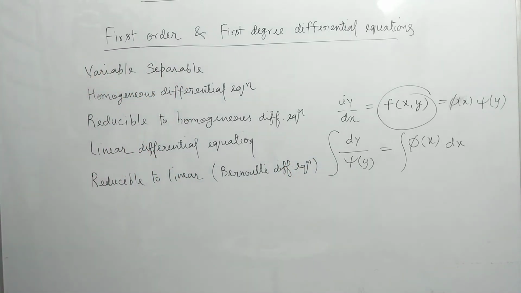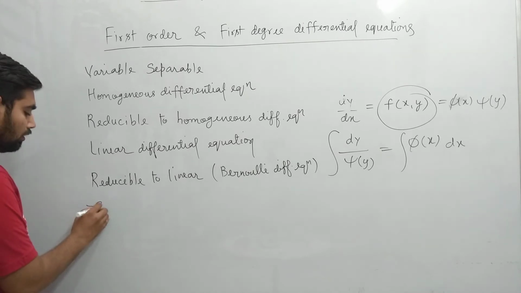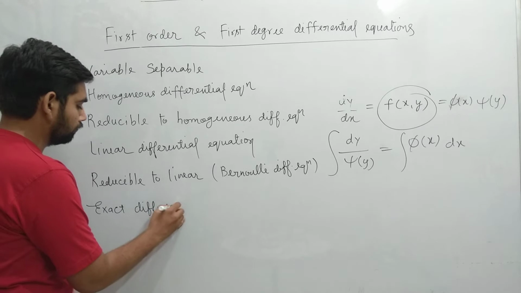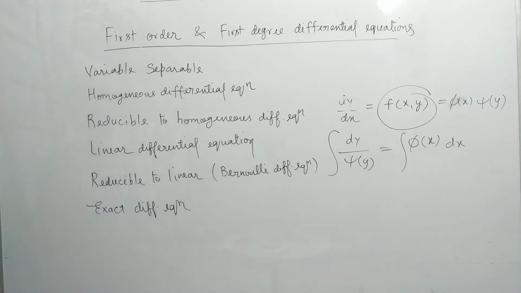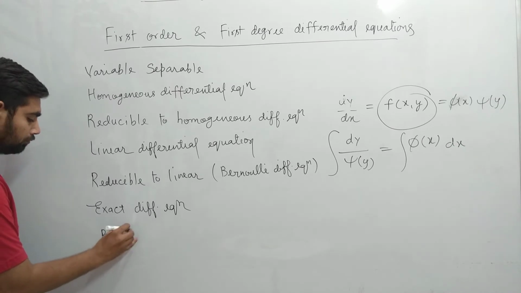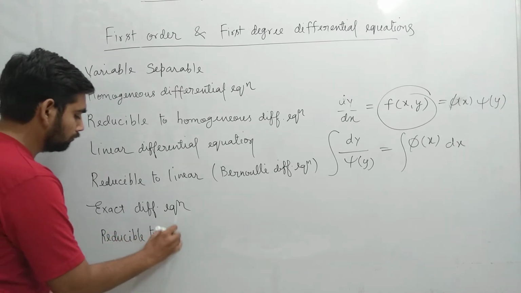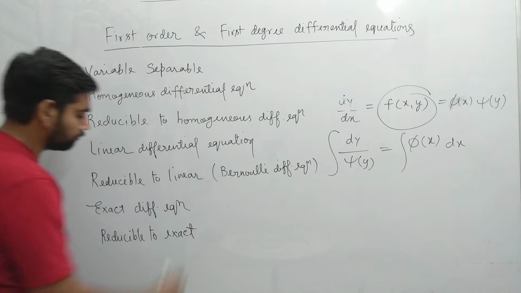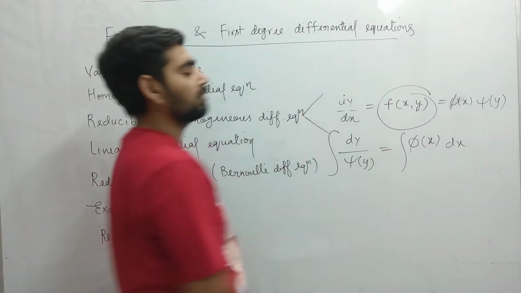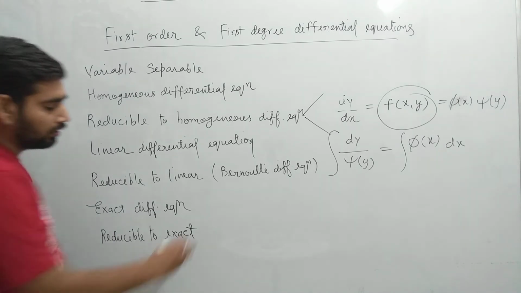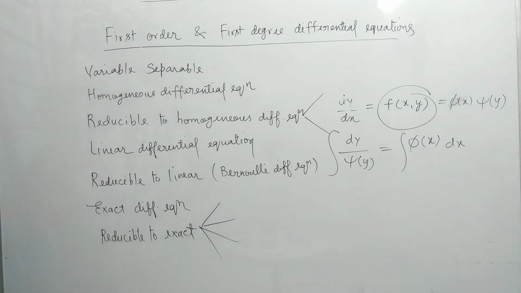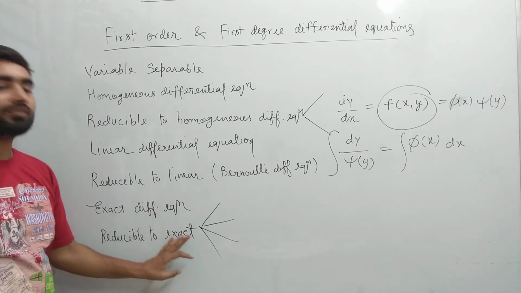Bernoulli differential equation. The next is exact differential equation, and the next is reducible to exact. Reducible to homogeneous can be classified in two types. We will discuss later on. And reducible to exact can also be classified in some special types. So we will discuss when we will be discussing this type of differential equation.